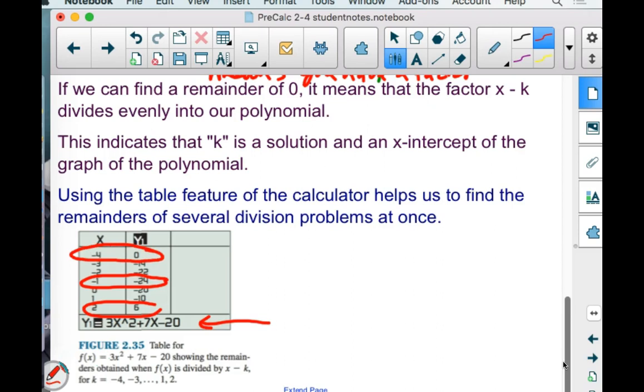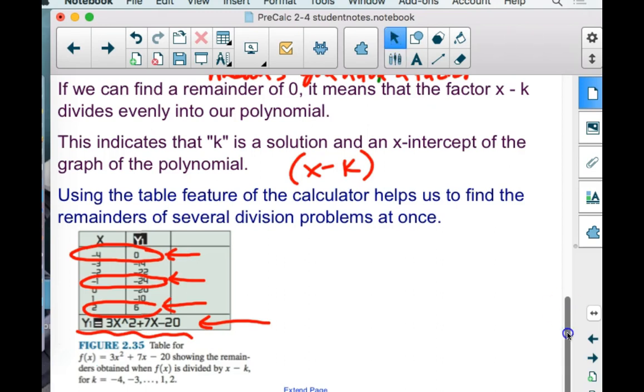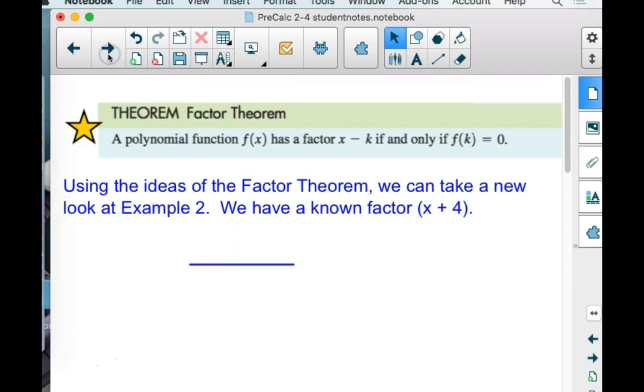So notice all they did was graph the original, 3x squared plus 7x minus 20, and then use the y's to figure out what those remainders would be, because that's what they are. So connecting all of this together, we know that this is special. And we can use that and say, let's just use the remainder theorem here and figure out, after everything else is divided, what the remainder is going to be. And that remainder becomes these values that we see right here. So that's the connection between the math we're doing and the visual of the graph.